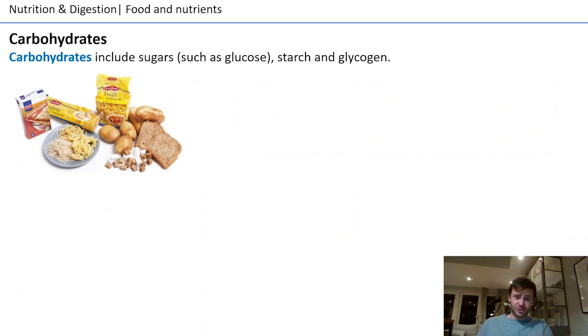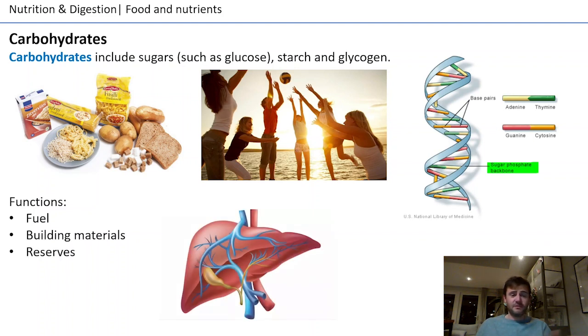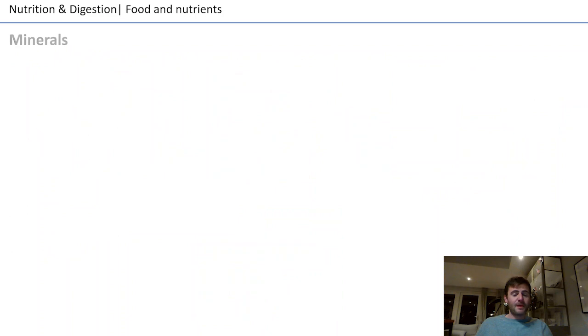Carbohydrates include sugars, such as glucose, starch, and glycogen, and the functions are fuel and building materials. A large part of our DNA literally contains sugar. And reserves, for example, glycogen stored in the liver. So those are the functions of carbohydrates.